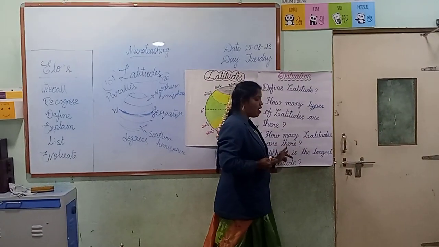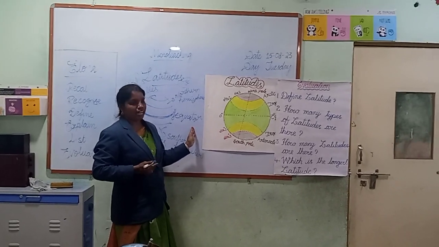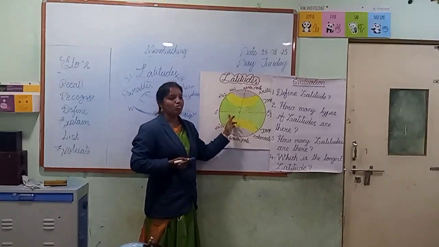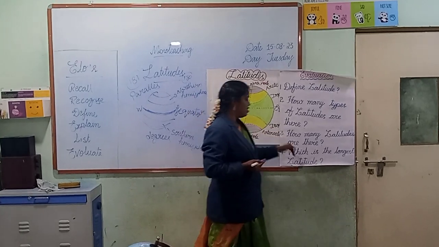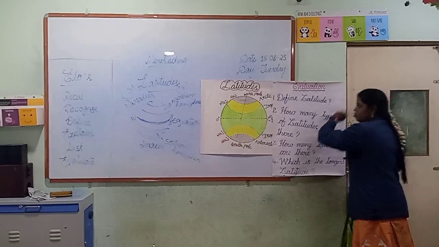How many latitudes are there on the globe? 181. Along with the equator, we have 181 latitudes. Which is the largest latitude on the globe? The equator. Yes. Okay, children.